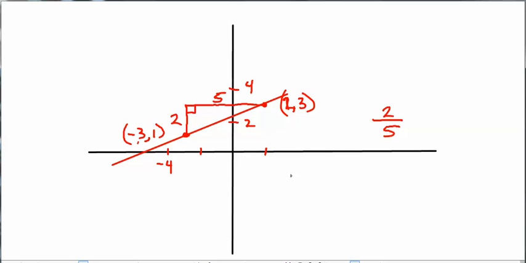Look at the second example. How many are you rising there? 2. How many are you running? You're running 6. So your slope's 2/6. Now, positive or negative? Negative. And 2/6 simplifies to 1/3. So your slope of that line is -1/3.